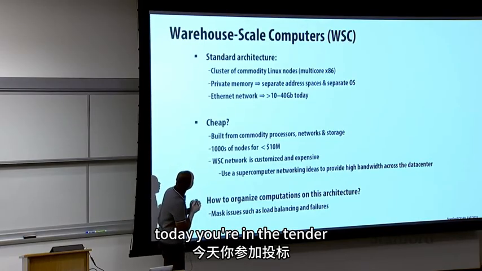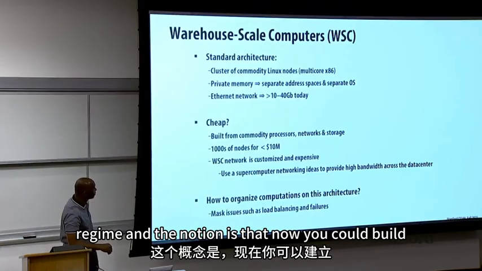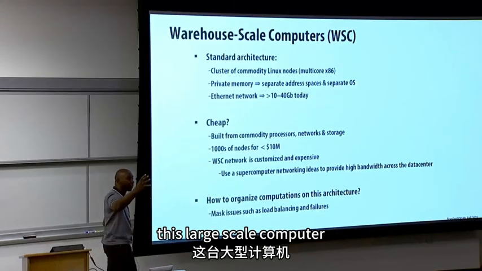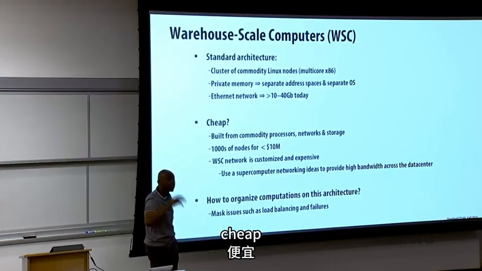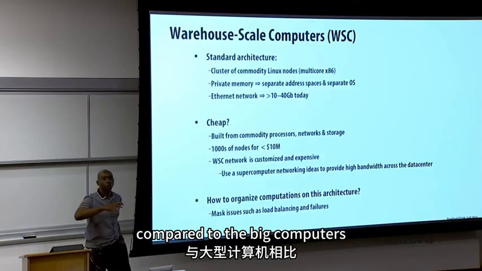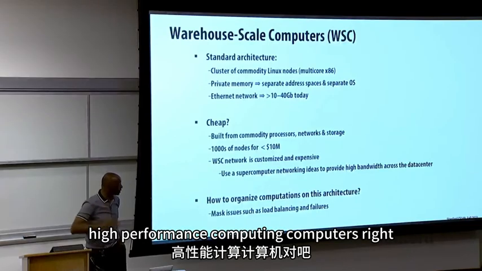Today we're in the 10 to 40 gigabits regime. And the notion is that now you could build this large-scale computer out of these cheap components, and so the whole thing was relatively cheap compared to the big computers that were used in scientific computing, the high-performance computers.